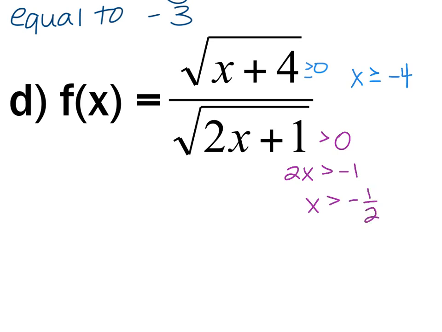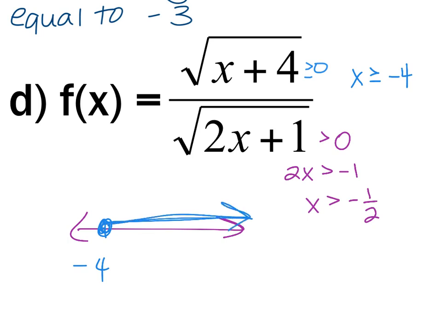Now both of these have to be true. So you basically have to figure out which is the more restricted one, okay? If you need a visual on it, draw yourself a little number line. The first one says it's got to be greater than or equal to -4, so it's from this point all the way to the right. The second one says it has to be greater than -1/2, so it's this one all the way to the right.